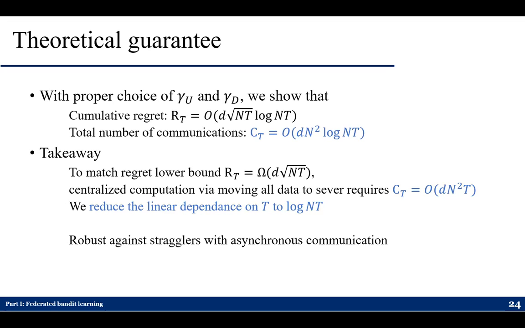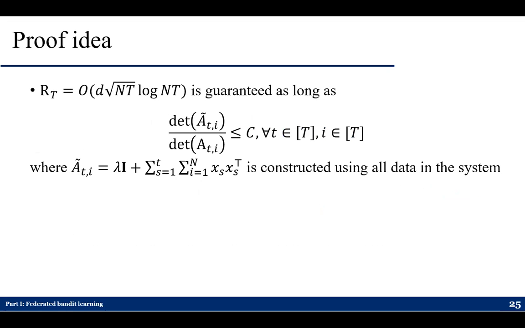Can you remind me again, what's d? Oh, d is the dimension of the feature. Of the features, okay. Yes, n is the total number of agents. Yes. Okay. So I guess we can quickly go through.